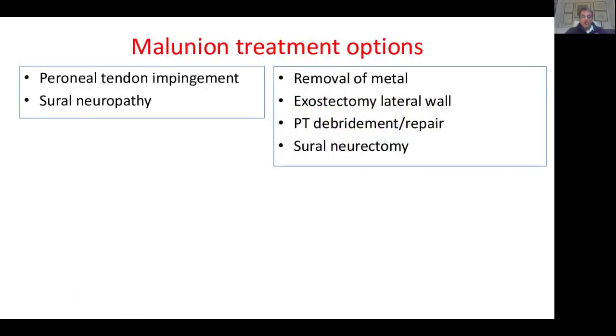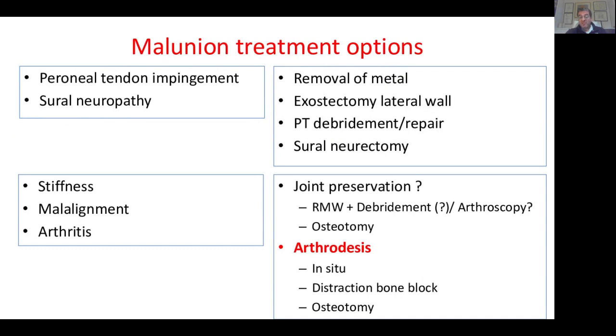And there are various treatment options. One problem, as we said, is the peroneal tendon impingement and sural neuropathy. If there is metalwork from previous surgery, you can remove it. You can do an exostectomy of that extra bone on the outside, debridement and repair of the degenerated peroneal tendons, and sometimes sural neurectomy. If there is stiffness, malalignment, and arthritis, then you have to choose between joint preserving surgery versus arthrodesis.